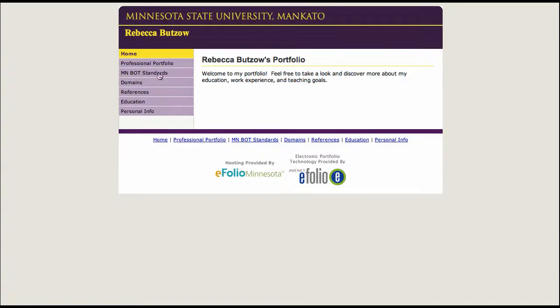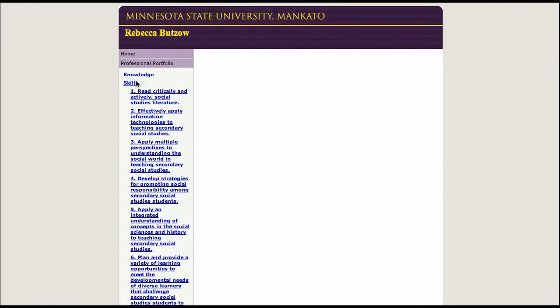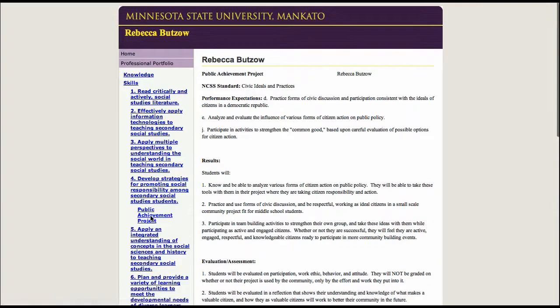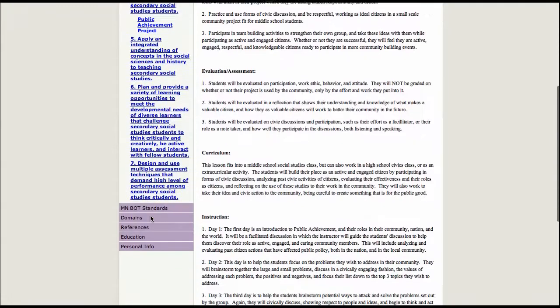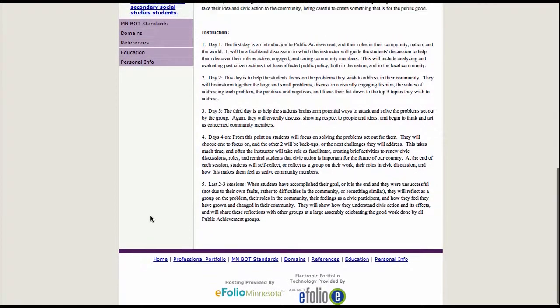If we look at her portfolio, she has it broken down into both knowledge and skills. I think this is a great way to organize it, not just for college students, but for any students as well. What skill are you trying to show mastery of? So for each skill, she has evidence of her current understanding of it, her mastery of it. So you can see in this case, it's a form of a lesson that she's written.